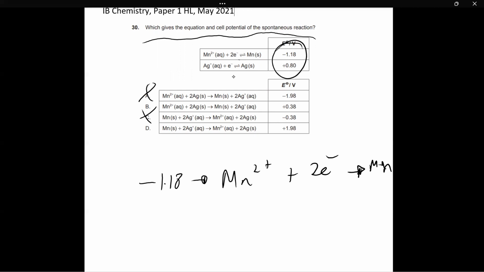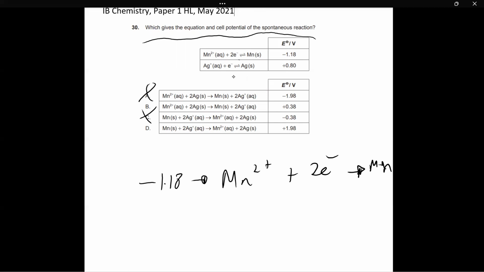So based on this reaction, what we should be able to deduce is that this, where Ag plus gains an electron, is more likely to happen. And thus, this, where Mn gives away 2 electrons, is more likely to happen. So in this reaction, all in all, Mn is going to be the reducing agent and Ag plus is going to be the oxidizing agent. So reducing agents reduce other things and oxidizing agents oxidize other things.